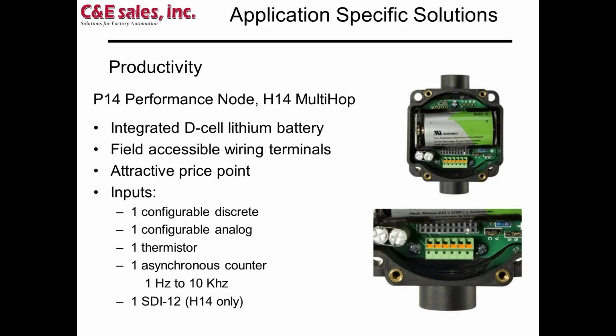Here's the P14 and H14 nodes. P14 is for performance or the DX80 Gateway radio, and the H14 is the multi-hop network. This is a node with an integrated D cell lithium battery, and you can bring devices directly in. So you've got one configurable discrete input, one configurable analog input, one thermistor input, an asynchronous counter, again that's 1 to 10 kilohertz, and one SDI input on the H14 node.